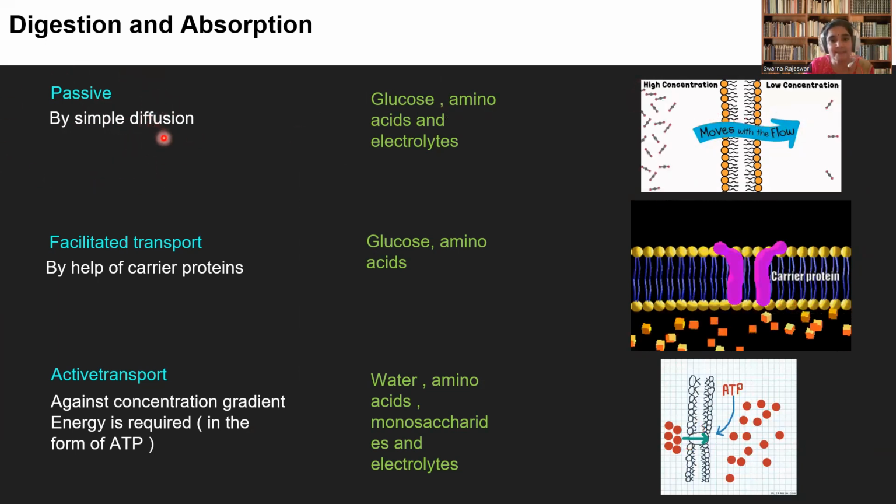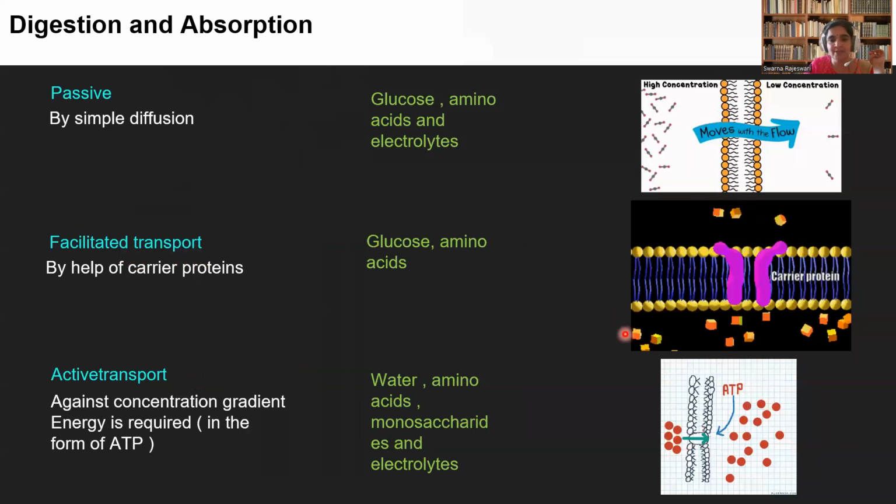It takes place by simple diffusion, where the digested particles move directly from the high concentration gradient to the low concentration gradient without involvement of energy. Examples: glucose, amino acids, and electrolytes pass through the alimentary canal into the blood by a process called simple diffusion. Coming to facilitated transport, here the digested food particles move from the alimentary canal into the bloodstream through the wall of the alimentary canal with the help of some carrier proteins. When the food particles are moved with the help of the carrier protein, we call it facilitated transport. For example, glucose and amino acids follow facilitated transport.